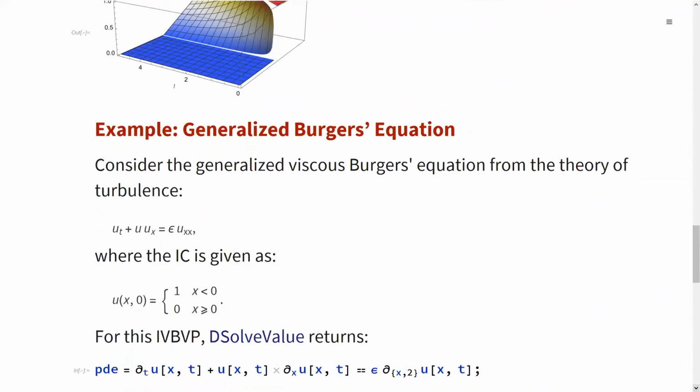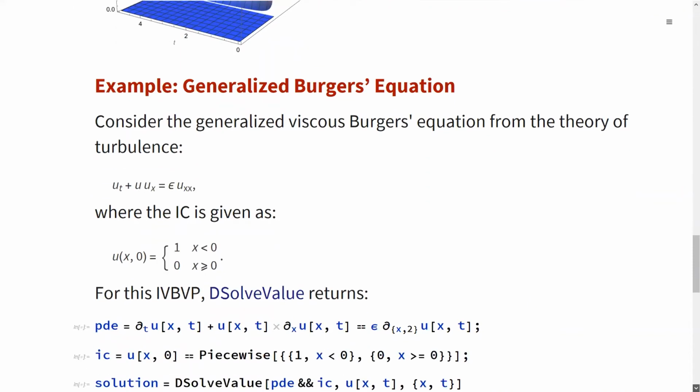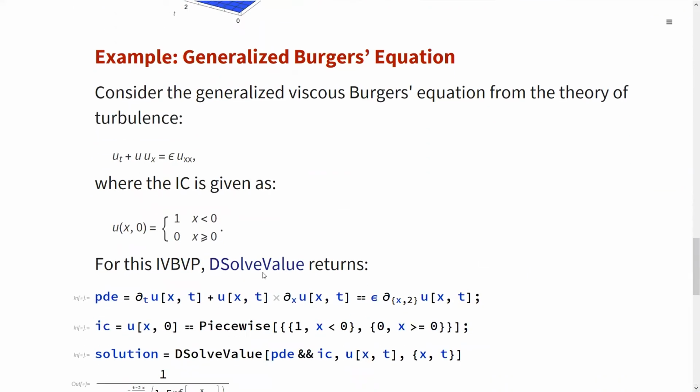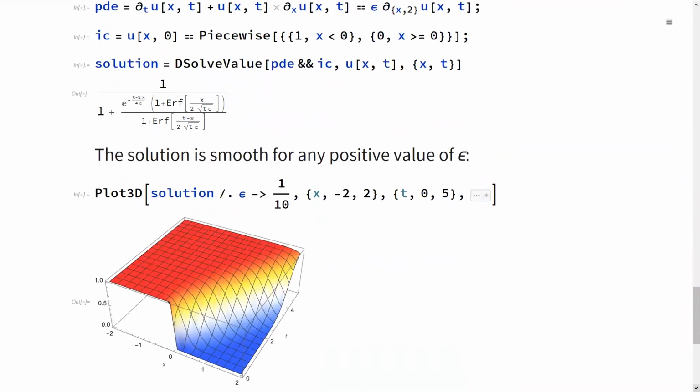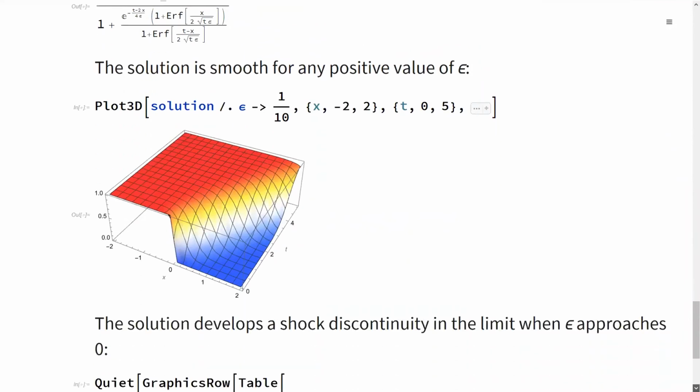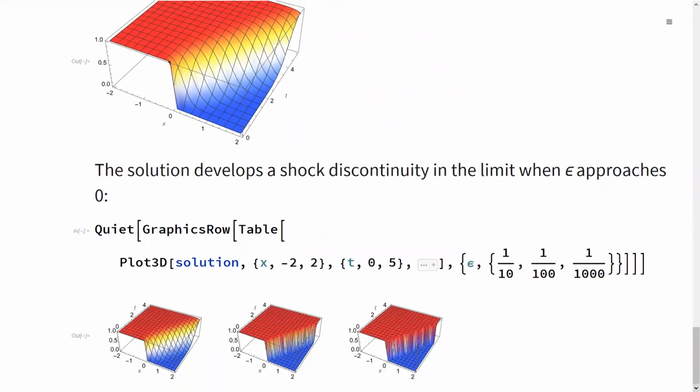Okay, let's see now the generalized Burgers' equation. Now we have epsilon here, and if we solve this, we get this solution. The solution is smooth for any positive value of epsilon, but it develops a shock discontinuity in the limit as epsilon approaches 0. If you plot the solution for smaller values of epsilon, we see that we are building a discontinuity here.